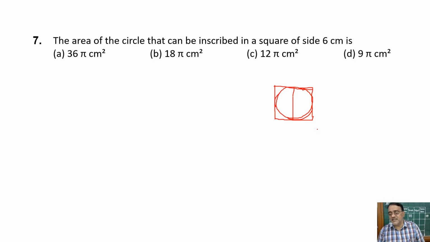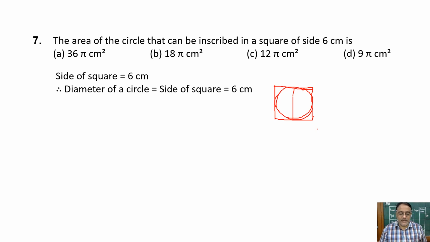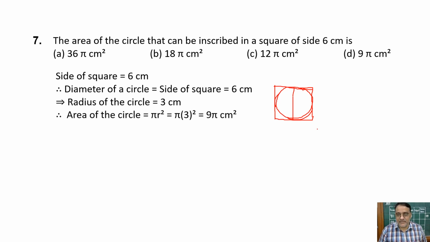Diameter of the circle is nothing but the side of the square. Clear? Okay, the side of the square is given as 6 centimeters. So what will be the radius of the circle? 3 centimeters. Very good. So now we have to find the area. We know the area formula, pi r square. So pi into 3 square will be 9 pi. So which option is the correct one? Option D, right.